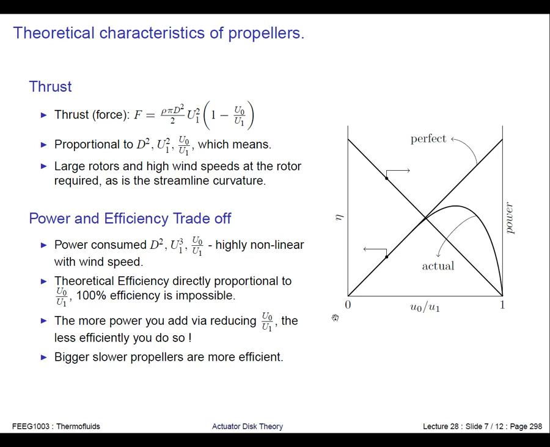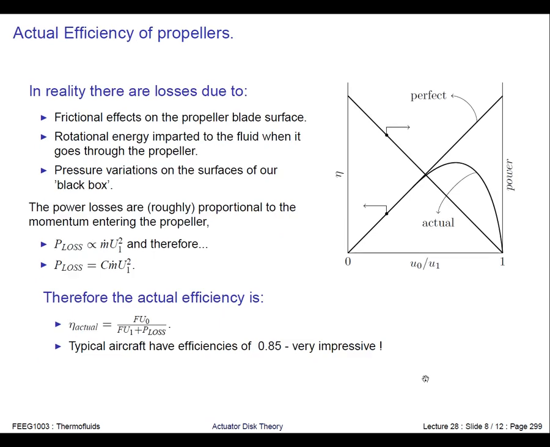In reality, we have to deal with some losses, and that's what this curved line comes from, and we're going to talk about that in the next slide. So in real life, we have some losses. One of the losses comes down to the viscous dissipation of energy on the blade surface. We're going to talk about that a lot more in the next few lectures.